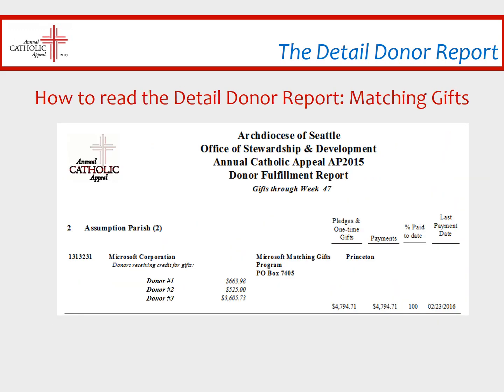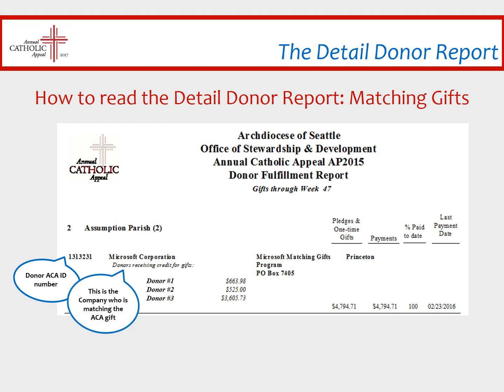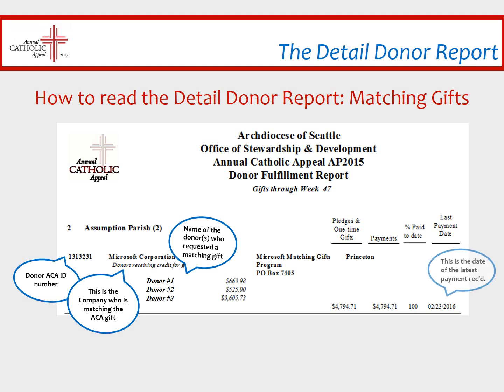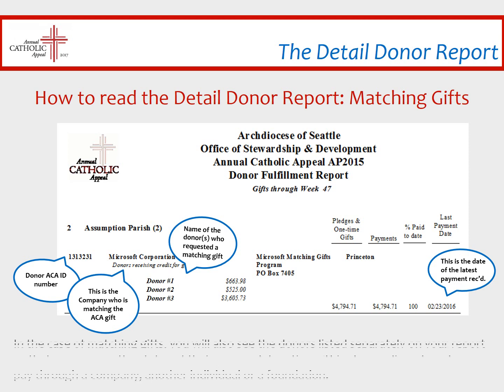So, how to read the detailed donor report in regards to matching gifts. And again, I'm just going to go left to right. You have your donor ACA ID number. In this particular case, it's Microsoft Corporation's ID number. And then the name of the company who is matching the ACA gift. There is a list of donors who requested the matching gift. And then at the very far end, it's the date of the latest payment received.